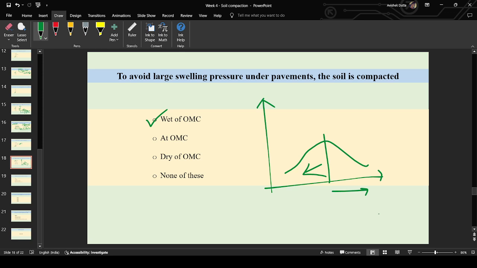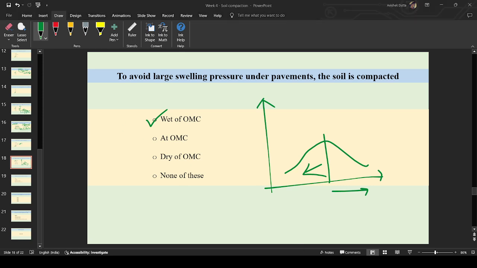So accidental increment, or, what to say, when we add water to any dry soil, there are many pore spaces to be filled up. That sometimes causes large swelling in a very small amount of time. That's what I mean by the term accidental increment in pore pressure. So for that purpose it is compacted wet of OMC.